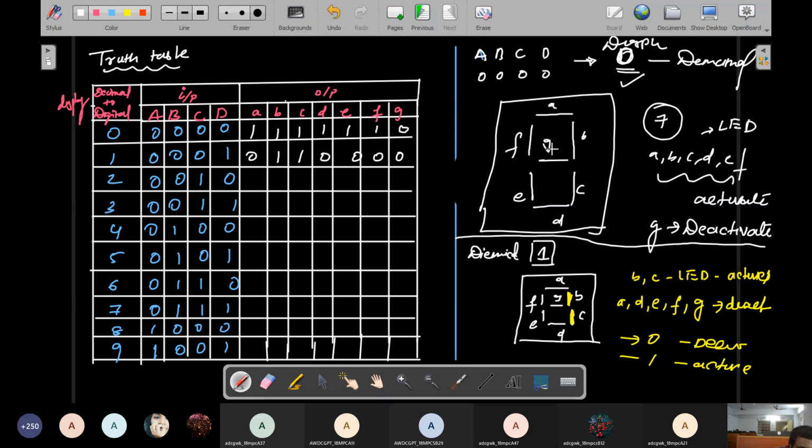Like if you want 2, in this circuit I will explain. For 2, I used blue color for the glowing purpose. So this will glow, this will glow, this will glow, this will glow, and this will glow. So this is 2. The blue color appears bright, and the remaining are all dull. So this is nothing but display 2. A, B, G, E, D will be activated, F and C are deactivated.